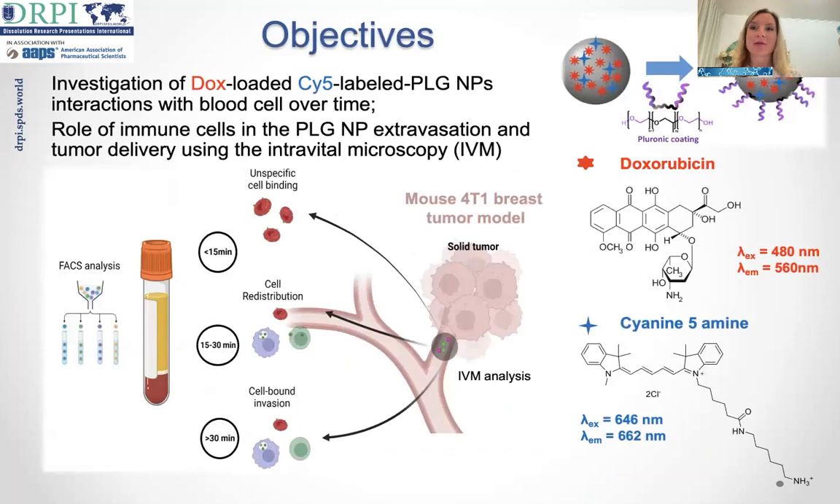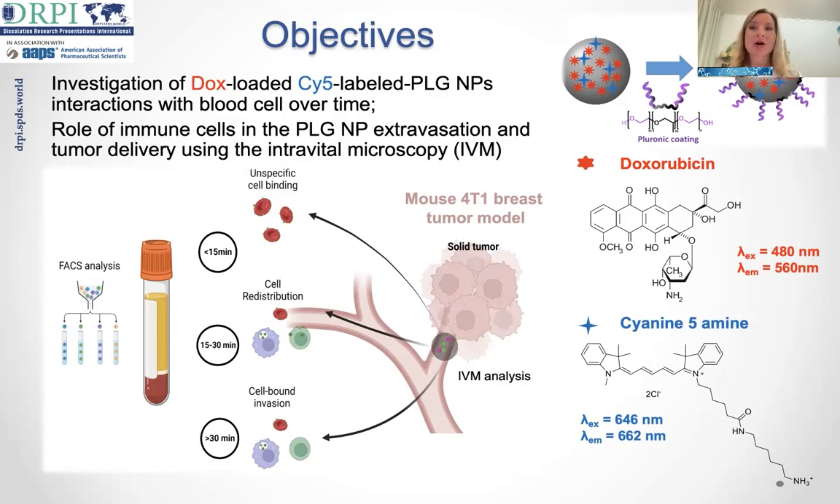Therefore, the objective of the present study was to investigate the influence of cell interactions on the nanoparticle kinetics and tumor distribution. In particular, the nanoparticle interaction and uptake by circulating immune cells, such as monocytes and neutrophils, the so-called cellular hitchhiking, was suggested to play one of the key roles in nanoparticle deposition. For this purpose, intravital microscopy was used.